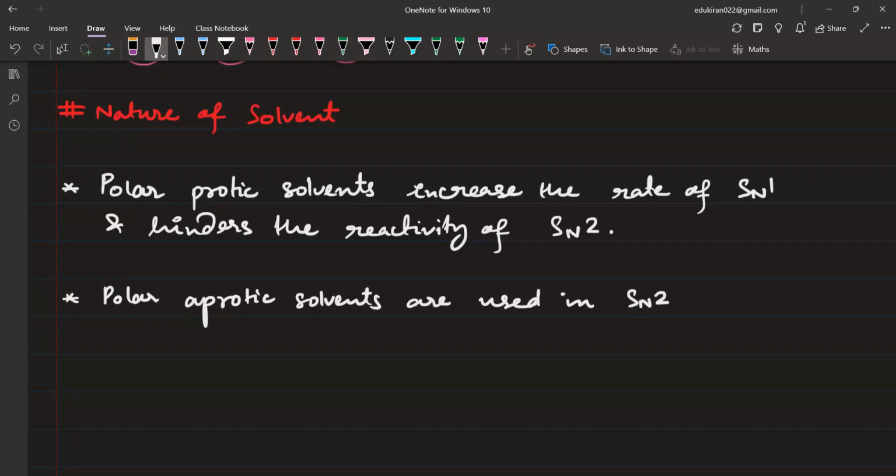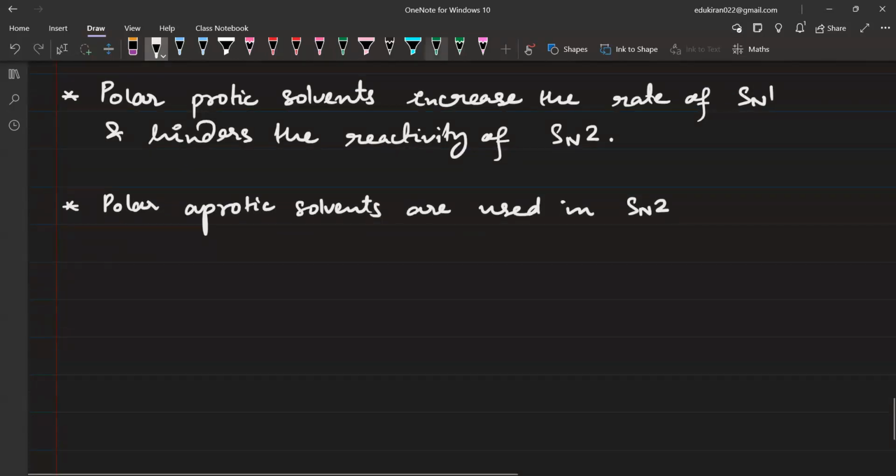Okay, now let us understand a little: what is a polar protic solvent, and what is a polar aprotic solvent. In the first sentence, the only new thing is protic. I hope you understand what polar is. Polar means a solvent which has a dipole moment, and non-polar means no dipole moment. But what is the meaning of protic and aprotic? Protic just means the solvent which can give an H plus ion.